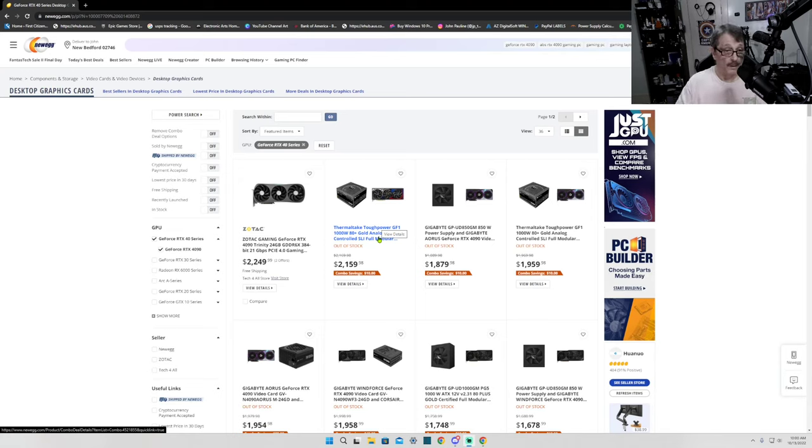There's plenty of power supplies that are ready to go with these GPUs. They're ready. They're 3.0, PCIe 5.0 ready. You make a lot of money. I'm sure you people make a lot of money.